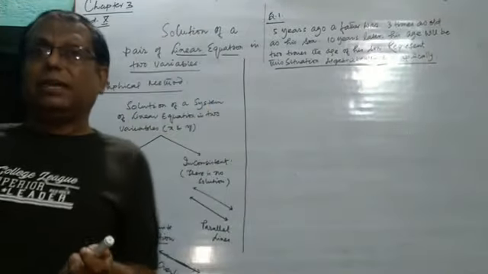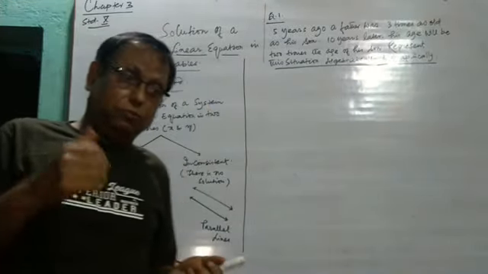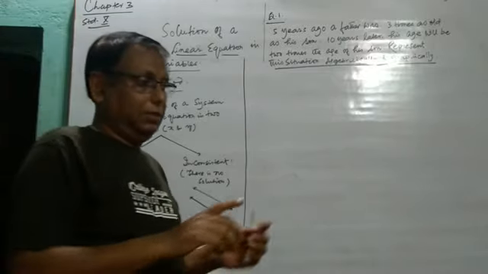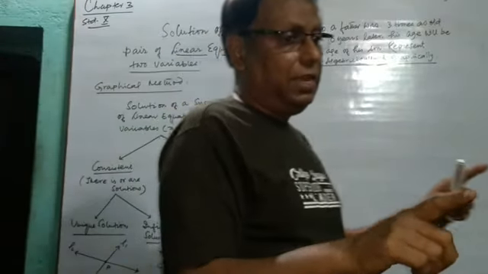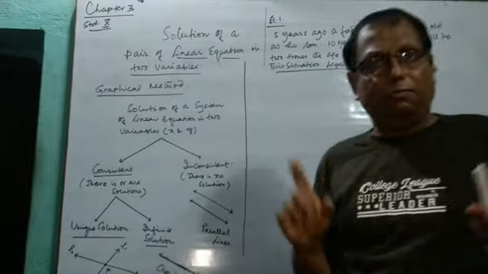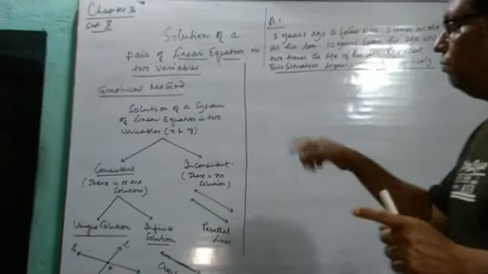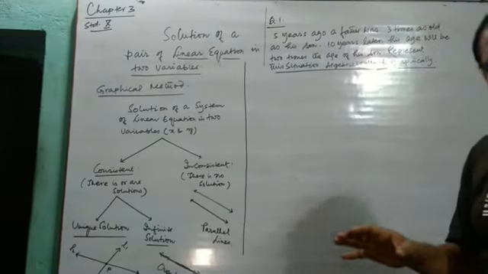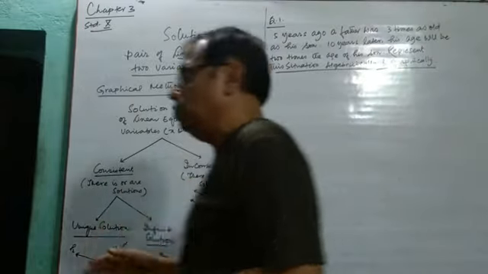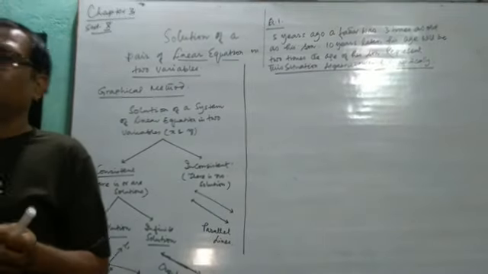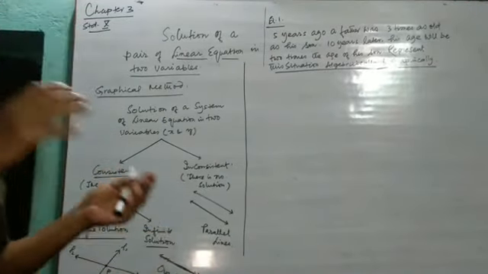In my last class I told you what the meaning of solution is. A pair of linear equations are there in two variables, and that value of x and y which satisfies both the equations simultaneously is known as the solution of the linear equations.